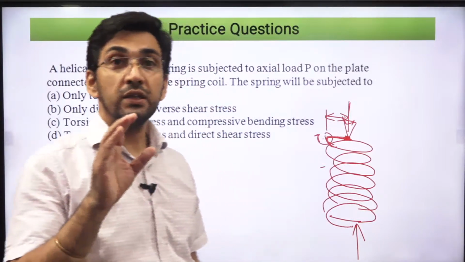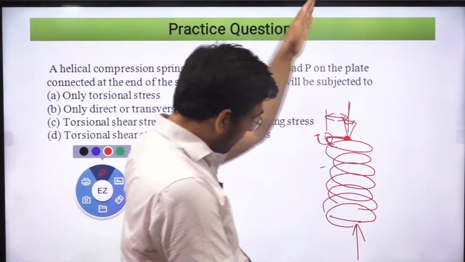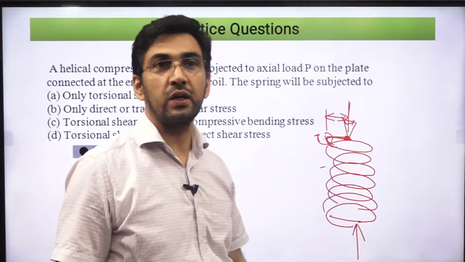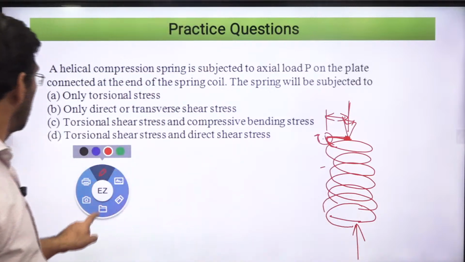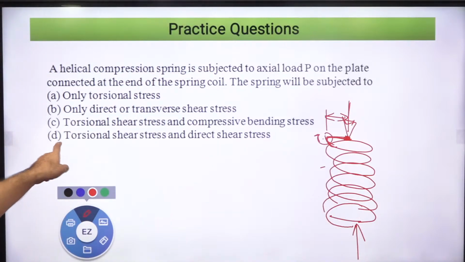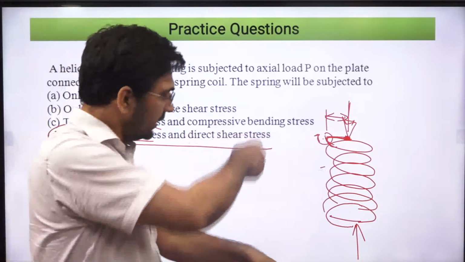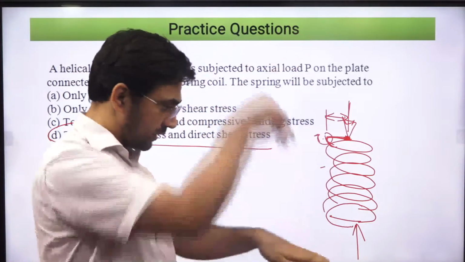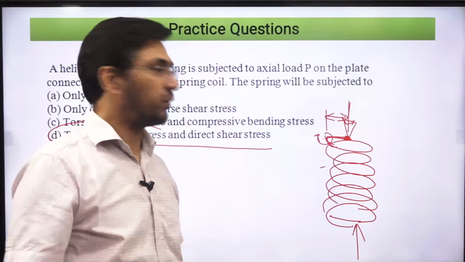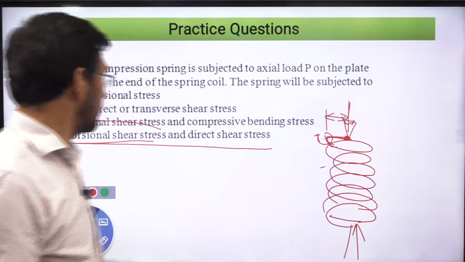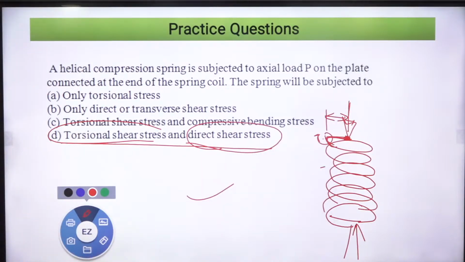So one is torsional shear stresses on the wire, and also because the force is transmitting across any particular section of that coil, direct shear stresses will also be acting. So over here, not only torsional shear stresses, but this answer should be D. Torsional shear stresses because of this twisting, and since you are applying the force downward, that direct force is also crossing the cross-sectional area of the wire. So direct shear stresses will also be induced. Okay.